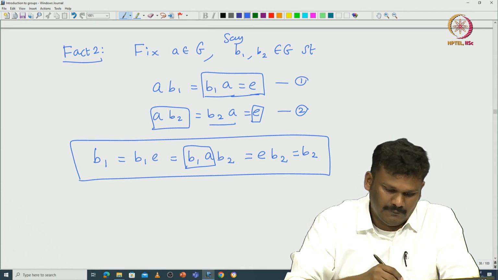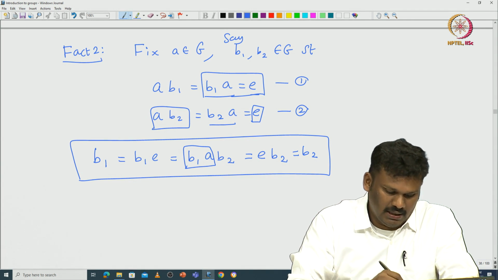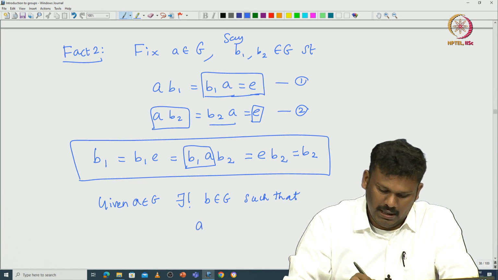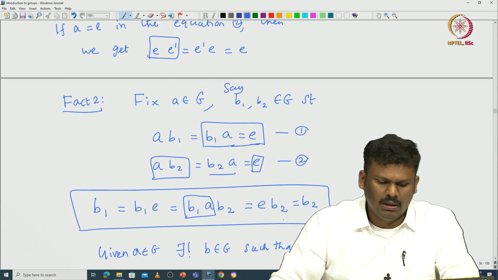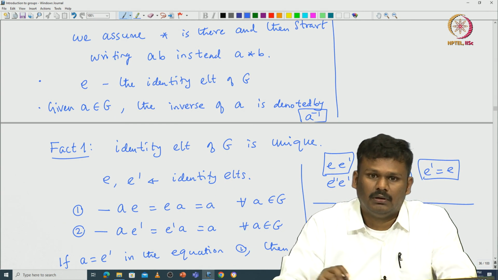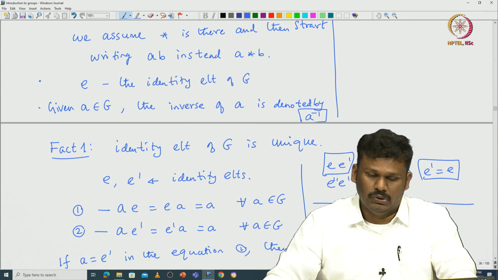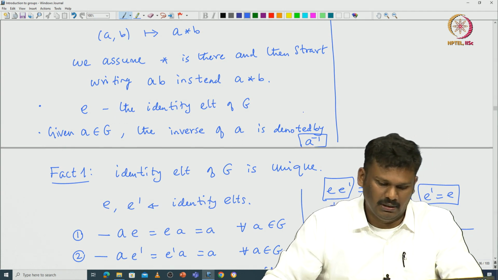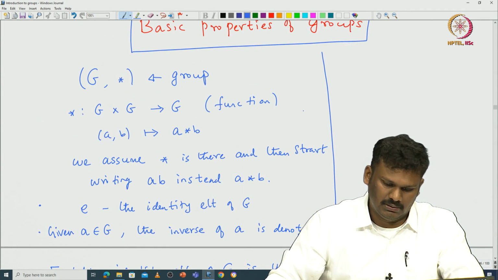So, that means given A, there exists a unique B in G such that AB equal to BA equal to identity. So, that unique element we denote by A inverse. Okay. So, that is how we introduce this notation. Because both identity and the inverse are unique, we are comfortable introducing this.